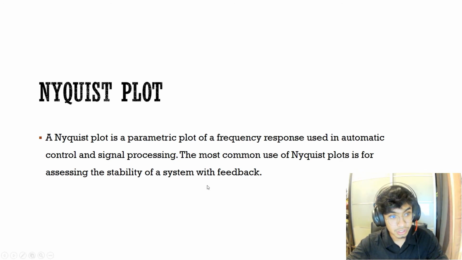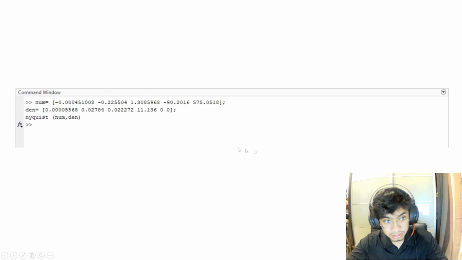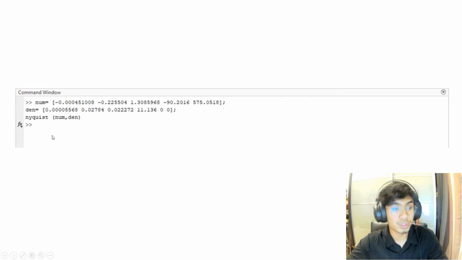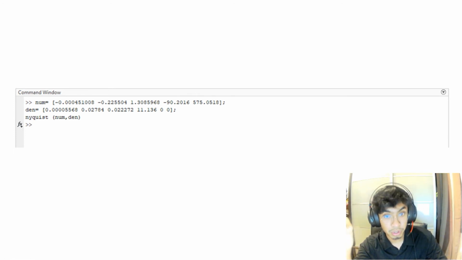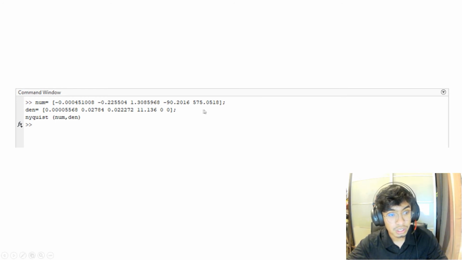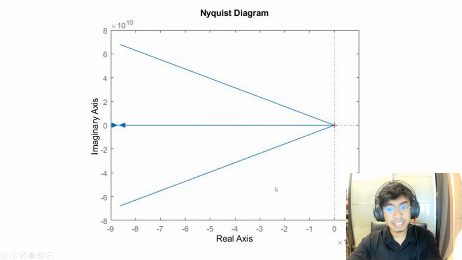So we can use the Nyquist plot to determine the response used in automatic control to determine the stability of a system. We just insert the same code as the Bode diagram into the Matlab command window, only changing the command to nyquist. Before this we used rlocus, and then we used bode. Now we use nyquist to generate the graph of the Nyquist plot, and we get this type of plot generated by Matlab.